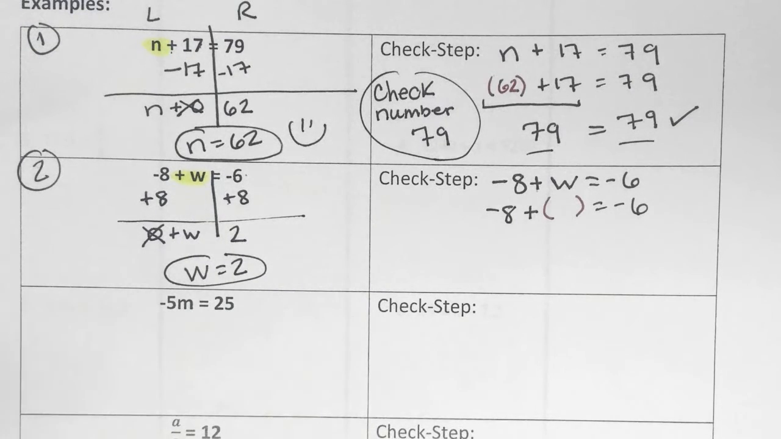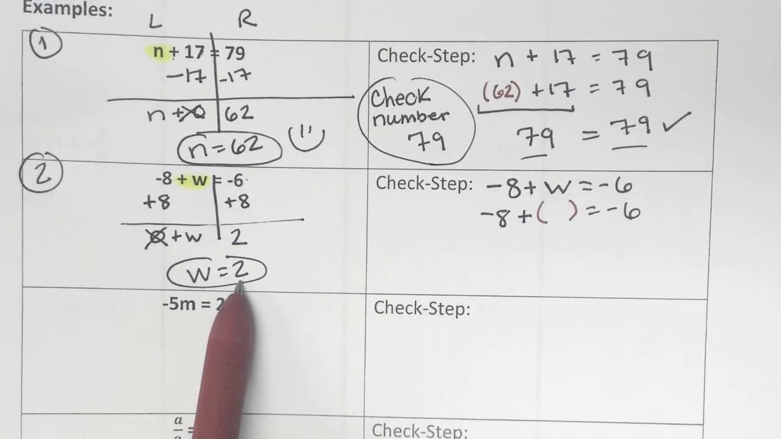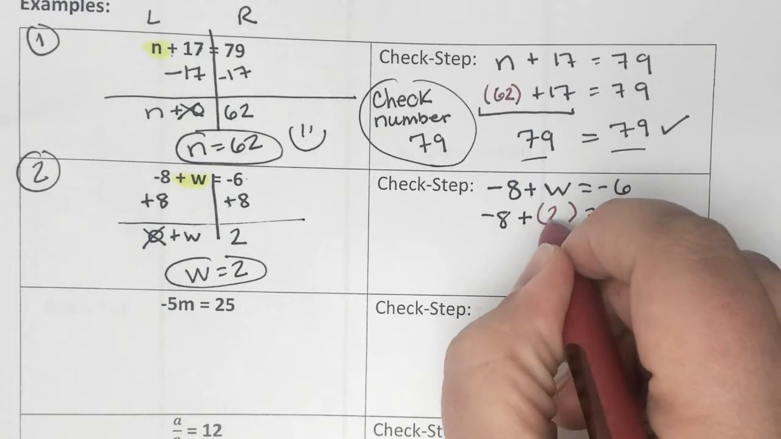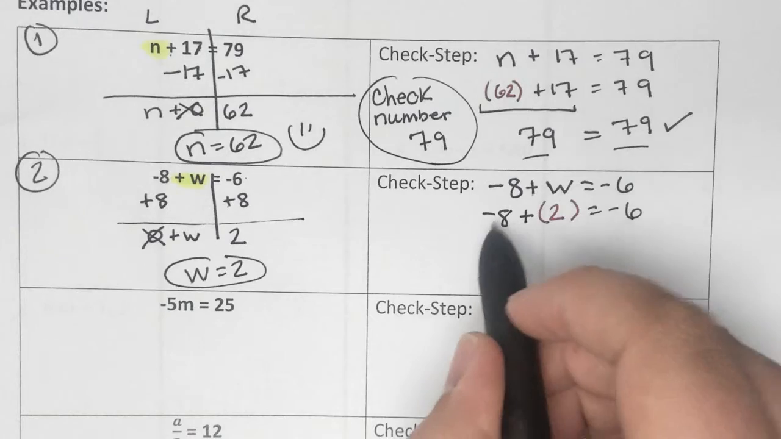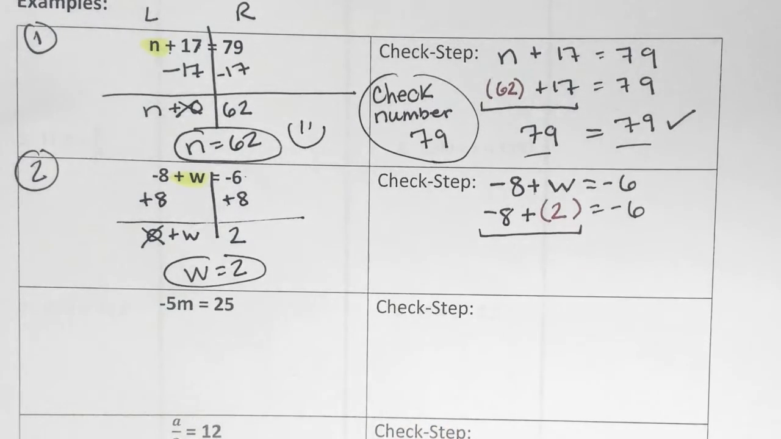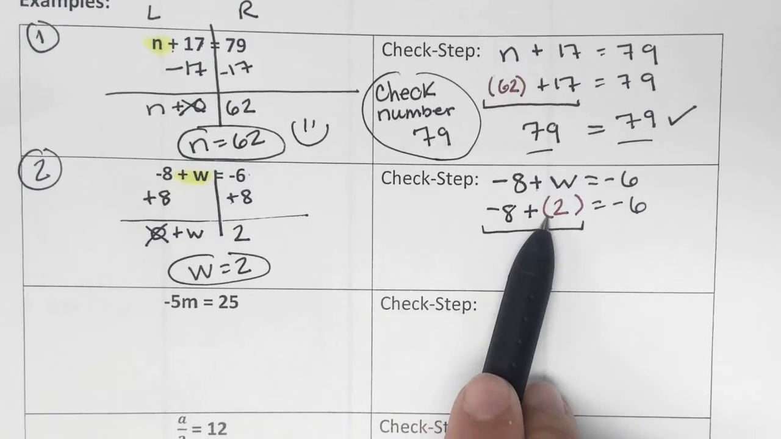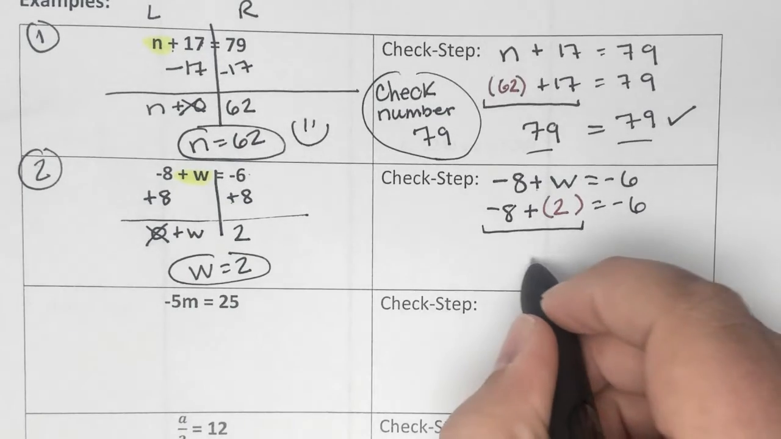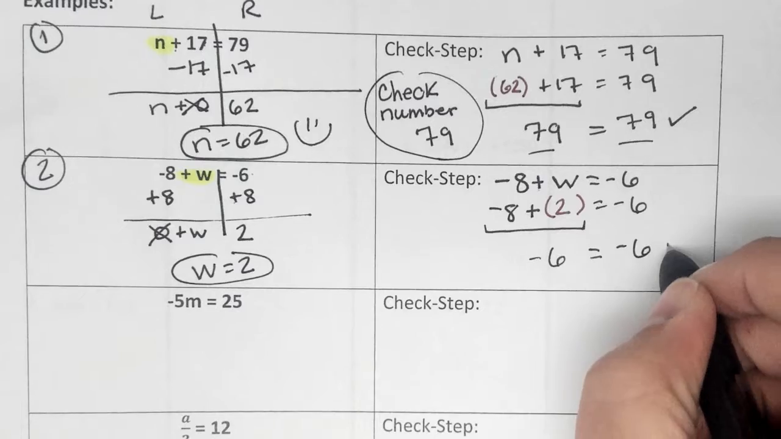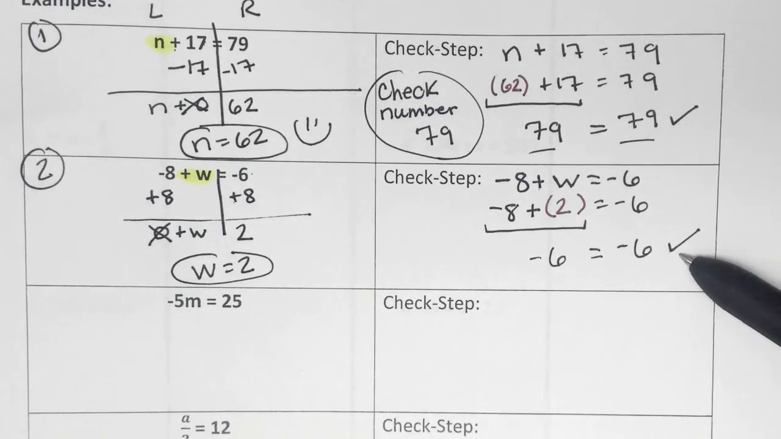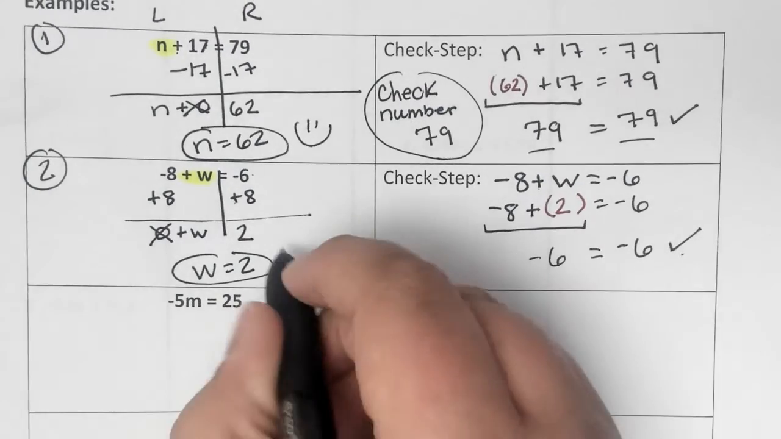Now I can fill in my bubble. We think that W is equal to 2, so we put a 2 here. Now I just solve each side like normal using order of operations. Well, -8 plus 2 is -6. And -6 is equal to -6. Since this is true, then W equals 2 is correct.